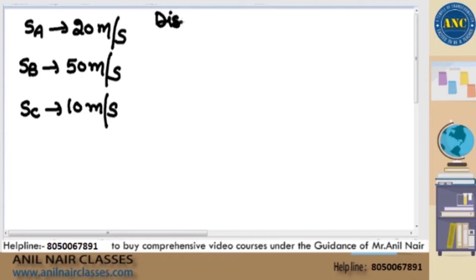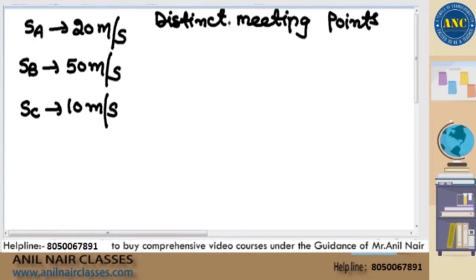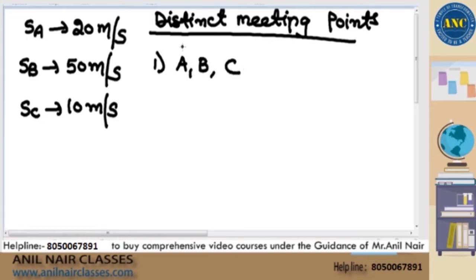Saurav, you asked about distinct meeting points, so I am creating questions for you. Please listen carefully. Distinct meeting points. First question. A, B, C. A and B are moving in one direction, C is moving in the opposite direction.